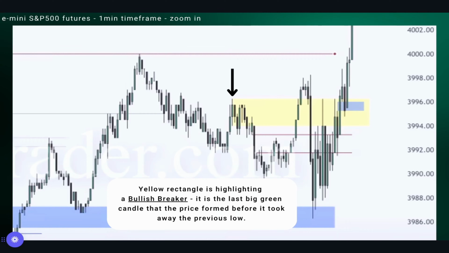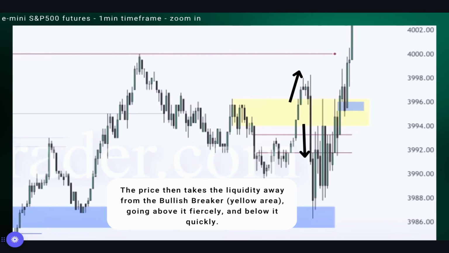And ICT highlights it all from the top of the wick to the bottom. What happens after is that the price then takes the liquidity away from the bullish breaker, so from the yellow area, going above it fiercely and below it very quickly.